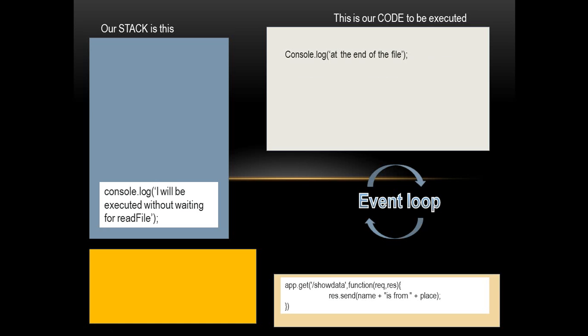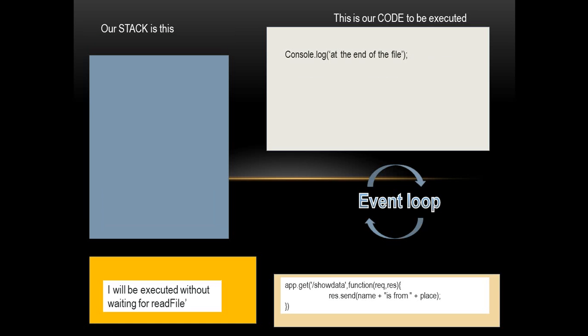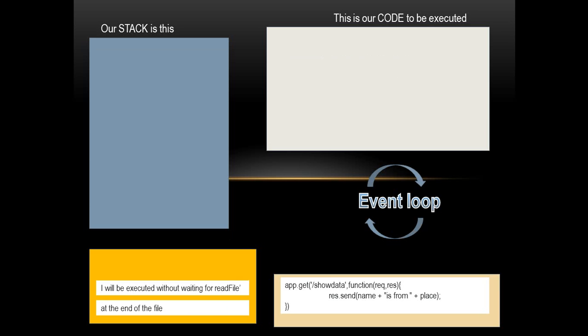Now we have console.log, so it is put onto the stack. Because it's put onto the stack and it's just a console log, it writes out. So you have your console with the text written on it. It will be executed without waiting for the read file. Then there is another one that's put onto the stack and pushed out, and it says end of the file.